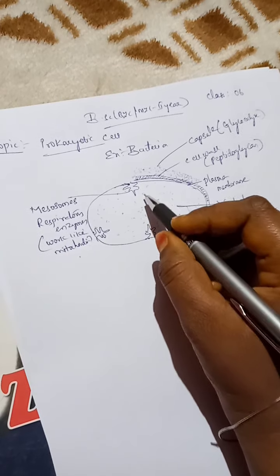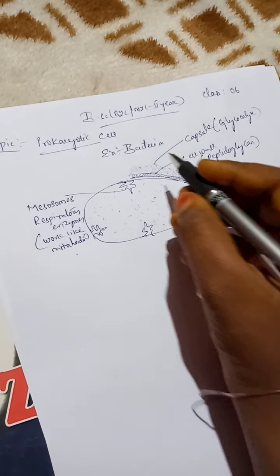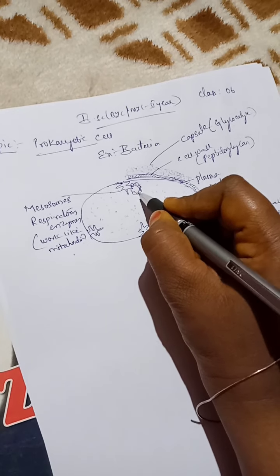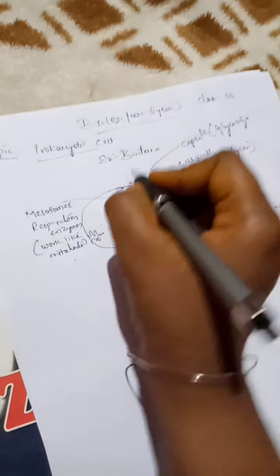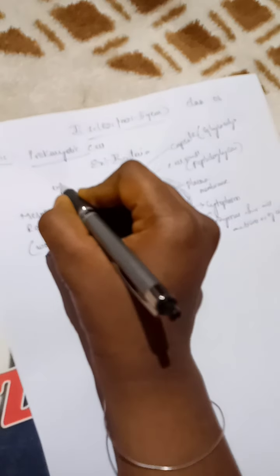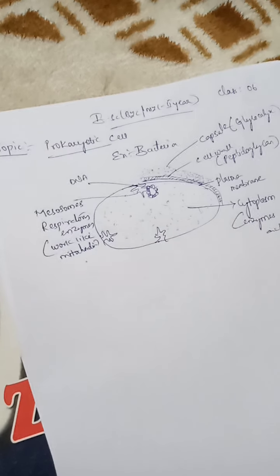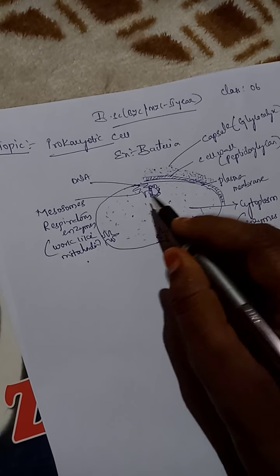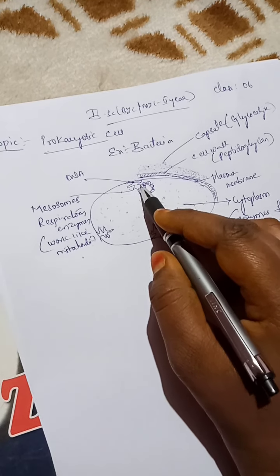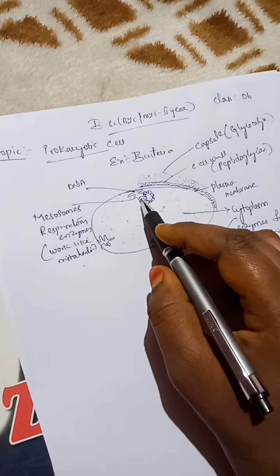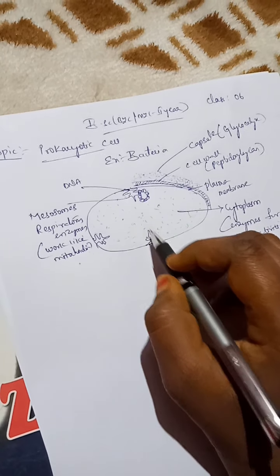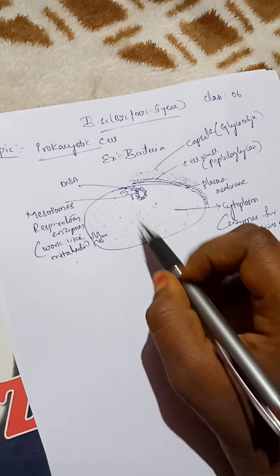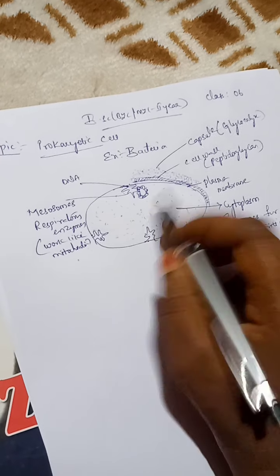When the bacterial cell undergoes division, the circular DNA will go and attach to the mesosomes. This is the DNA, attached to the mesosomes. Why is it attached to the mesosomes? Here is the reason: mesosomes also act in the division of the cell. The mesosome has enzymes that help in the division of the cell, that means cytoplasmic division.